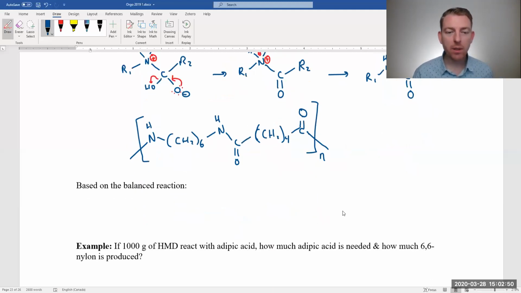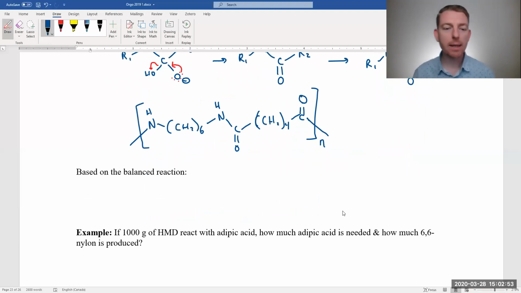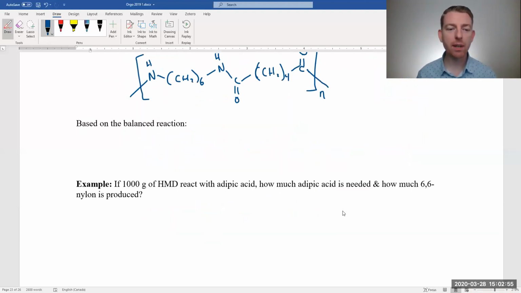Okay, so let's look at a practical example of this. Let's say, for example, we had 1,000 grams of one of the starting materials. So this is the hexamethylene diamine reacting with the adipic acid. This is what we just did, and we say we have 1,000 grams or a kilogram of it. We want to react it with the adipic acid, and we want to know how much do we need in order to react all of that starting material, that full kilogram, and how much nylon are we going to get out of it in the end, which is a perfectly reasonable question.